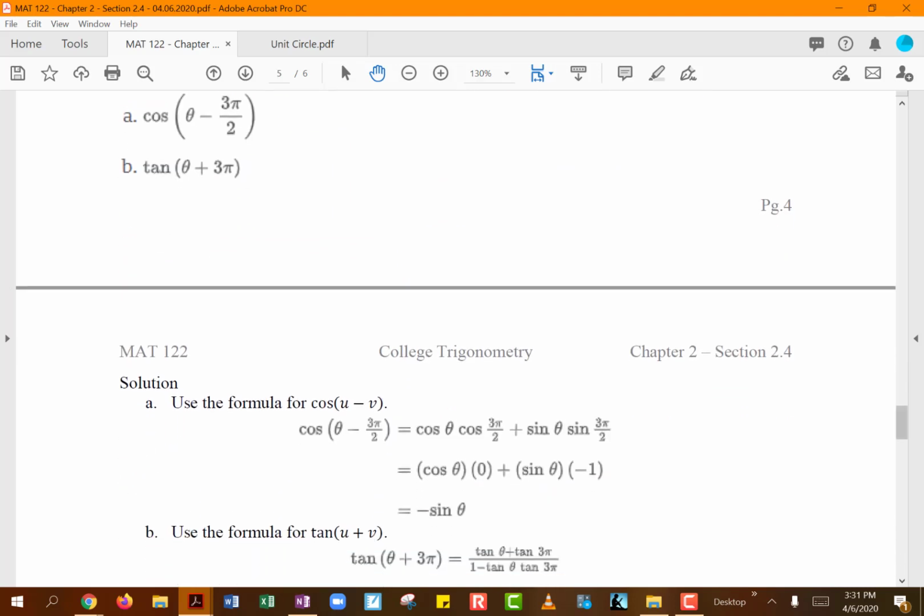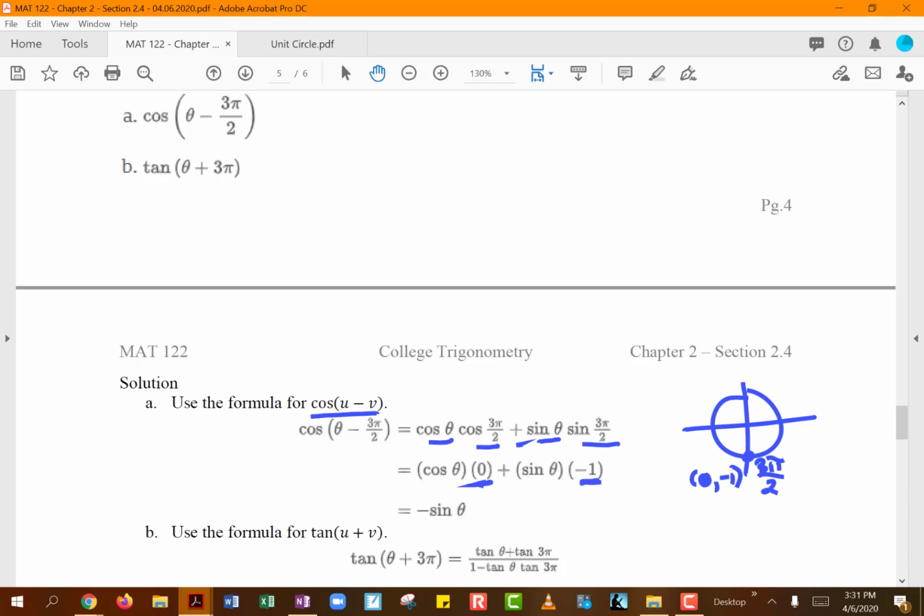So as a simplified form, you can see we're using the cosine of u minus v. So that's cosine of theta, cosine of 3 pi halves, plus sine of theta, sine of 3 pi halves. Again, your sine of 3 pi halves is going to be this angle right here. So this again will have the ordered pair 0, negative 1. And so you can see that's where your cosine of 3 pi halves becomes 0, and sine of 3 pi halves becomes negative 1.